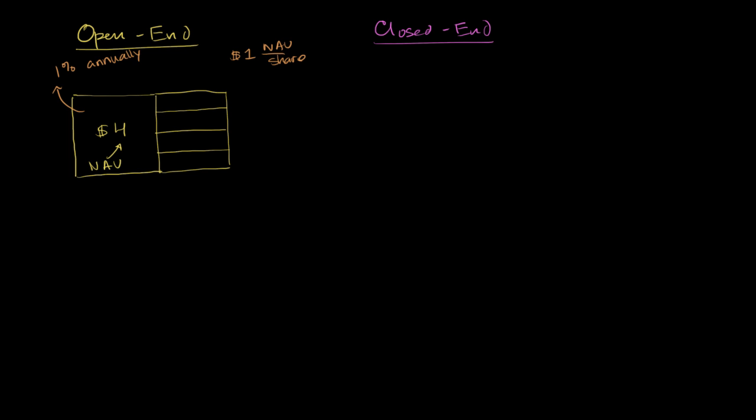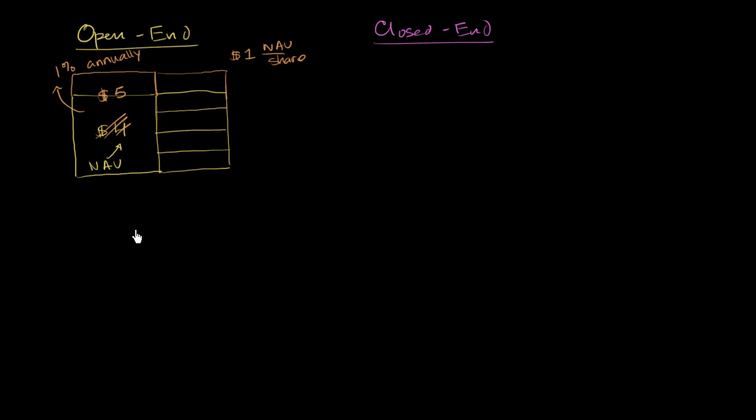So what I would do then is create another share for you. You would give me your $1, and now the net asset value of the fund is no longer $4. I had $4, but you just gave me $1. The net asset value is now $5. And notice the net asset value per share has not changed. $5, we have 5 shares.